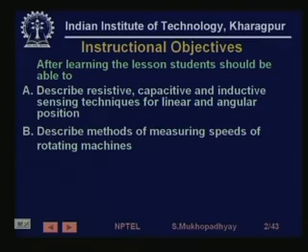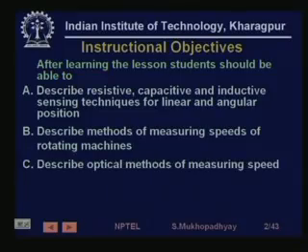One of the major applications is measuring speeds of rotating machines, because rotating machines are a very important class of actuators in the industry and they have to be controlled. For the purpose of controlling, it is very important that we measure not only their position, because position measurement is basically angular position measurement, but also their speed. So, we will look at some of the methods of measuring speeds of rotating machines.